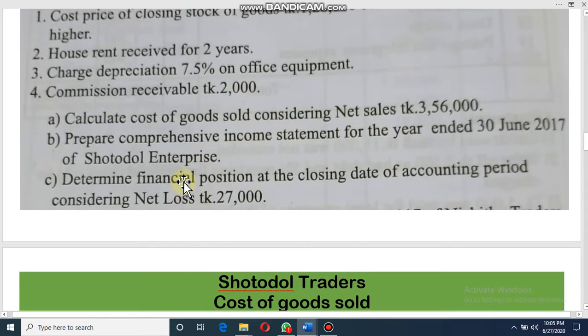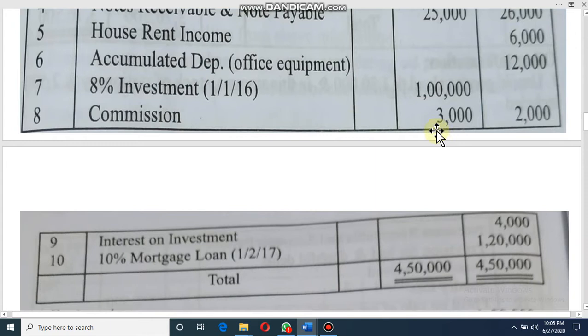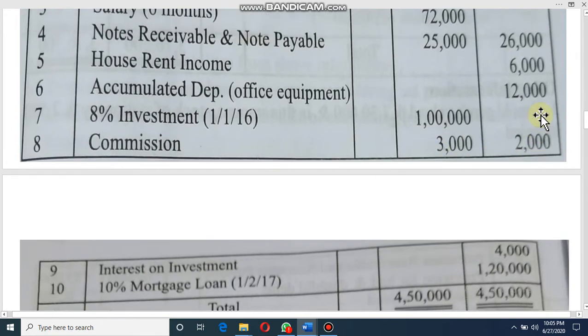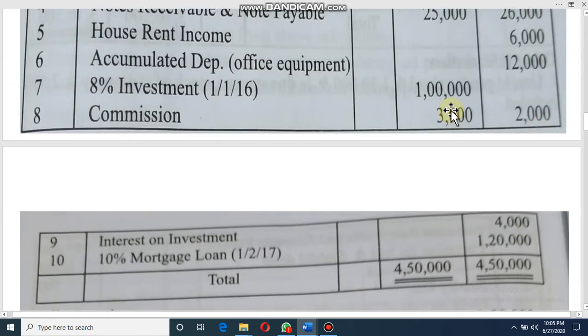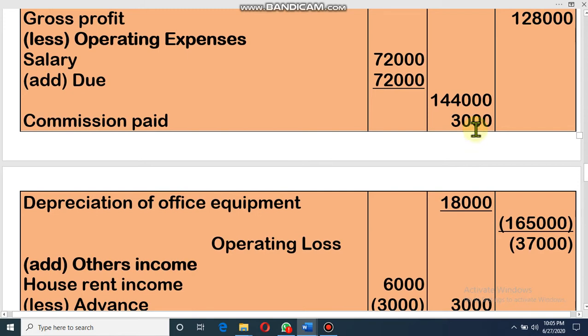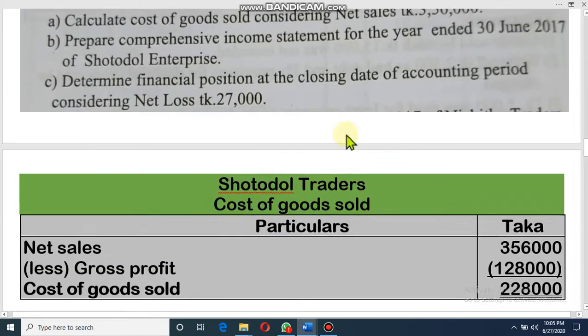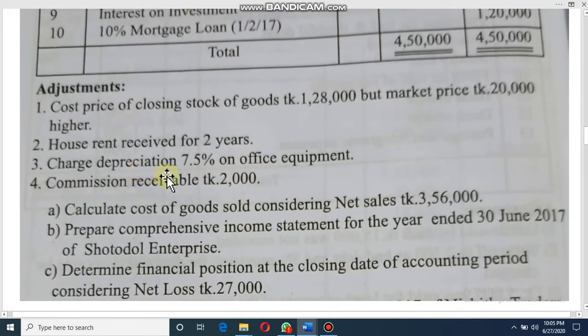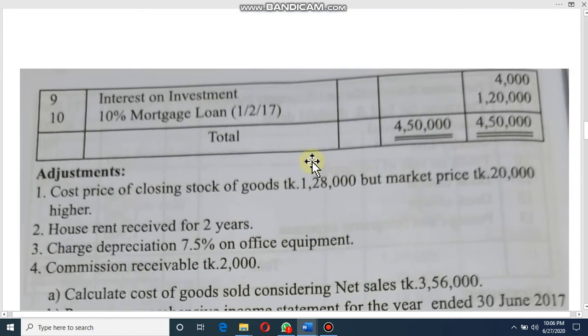Then another expense I have told you, commission. Look at commission in the debit side, commission in the credit side. The debit one is expense, the credit one is income. So this 3,000 is our expense. That's why I have written here commission 3,000. And the last one is depreciation. Look, charge 7.5% depreciation on office equipment.